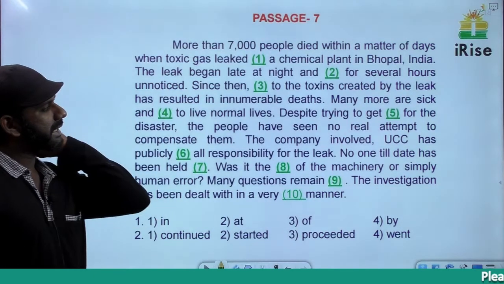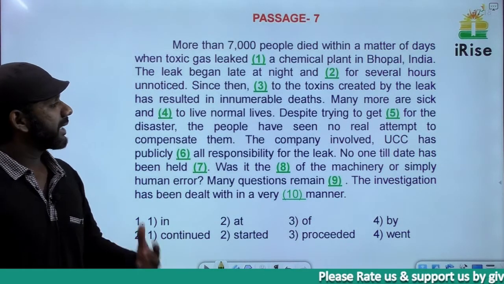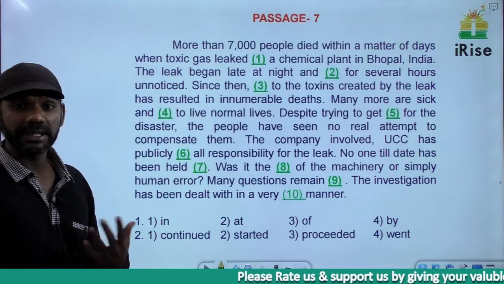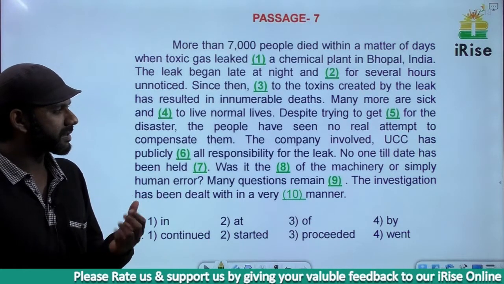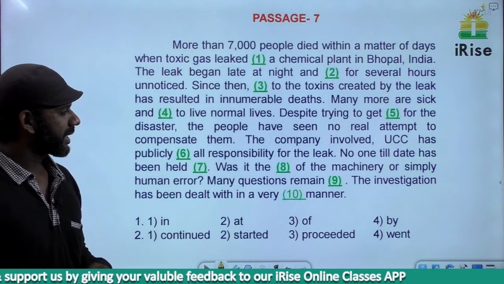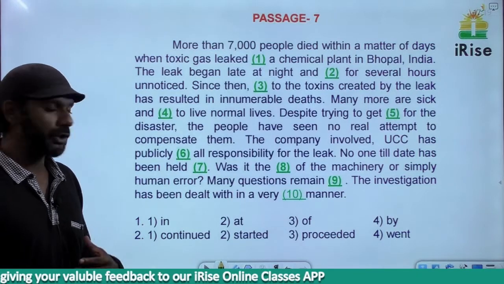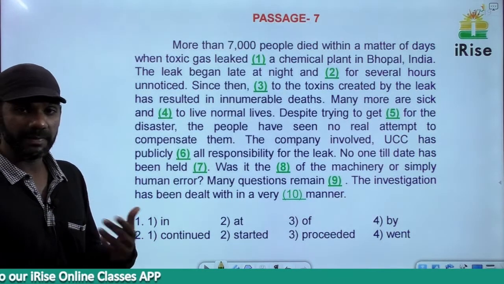The passage tells us about a leak that happened, and the leak resulted in a leak of toxic gas, and the leak has resulted in innumerable deaths. A company has been held responsible for it, but no one till date has been held dash. Was it the dash of the machinery or simply human error? Many questions still remain dash.